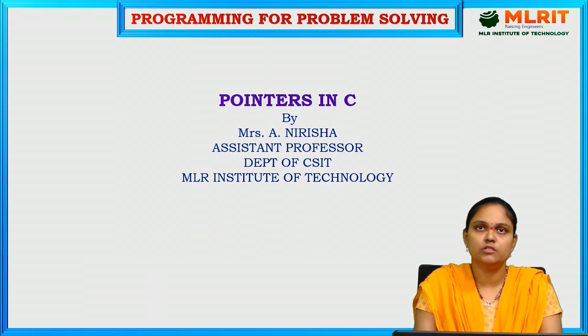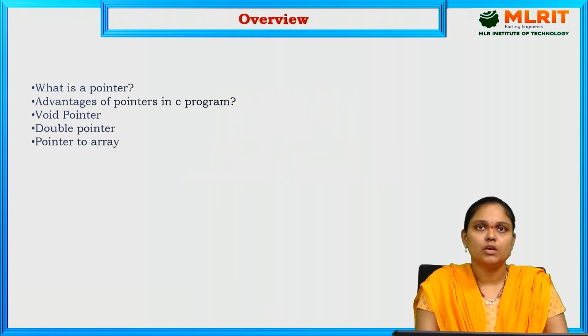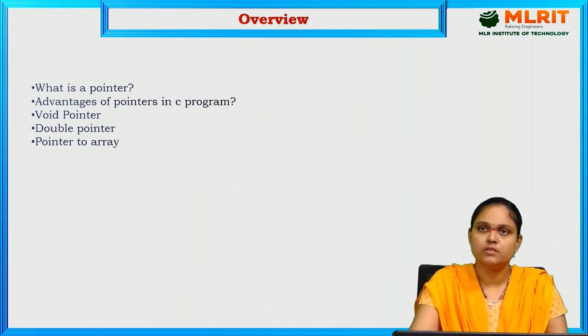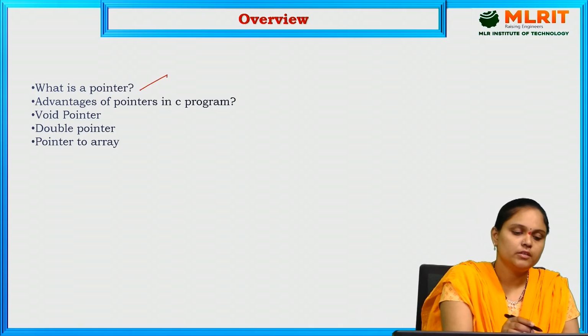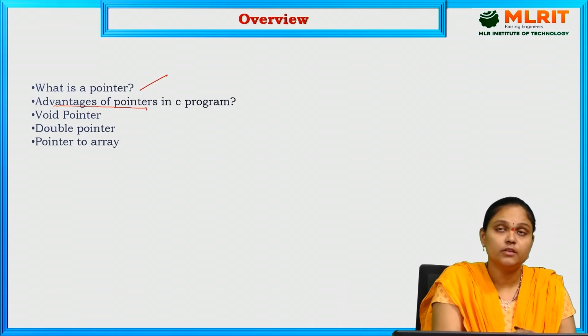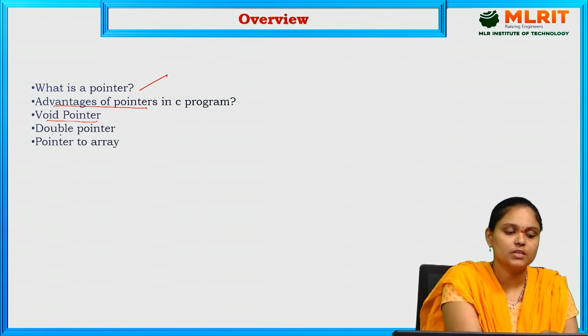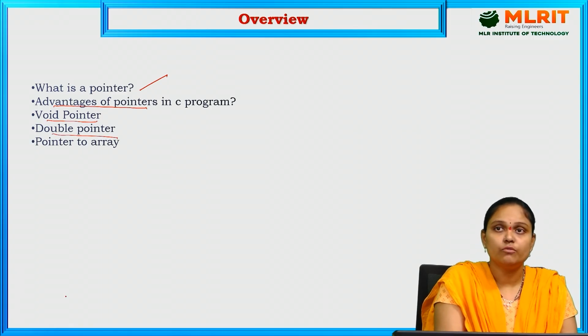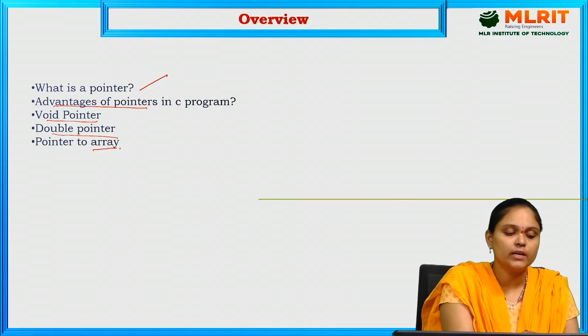Today we are going to discuss pointers in the C programming language. Coming to the overview, we are going to discuss what a pointer is and the advantages of pointers, what a void pointer is, what a double pointer is, and next how we can assign a pointer to an array.